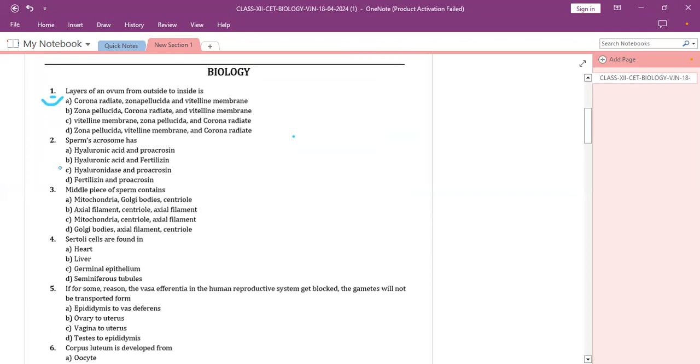Second one, sperm's acrosome contains A. Hyaluronic acid and proacrosin, B. Hyaluronic acid and fertilizin, C. Hyaluronidase and proacrosin, D. Fertilizin and proacrosin.